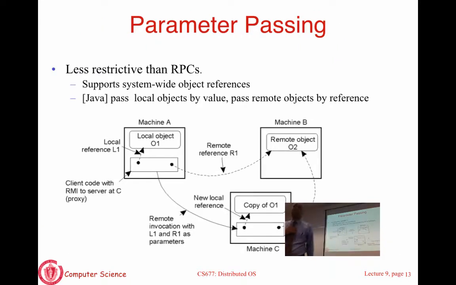Okay. So now let's talk a little bit about parameter passing. As I mentioned, in the Java world, this is less restrictive than RPCs. In RPCs, you could only pass arguments or parameters by value. Passing something by value essentially means you make a copy and send the copy. If you modify the copy at the other end, the original item is not going to change. That's what passing parameters by value means.